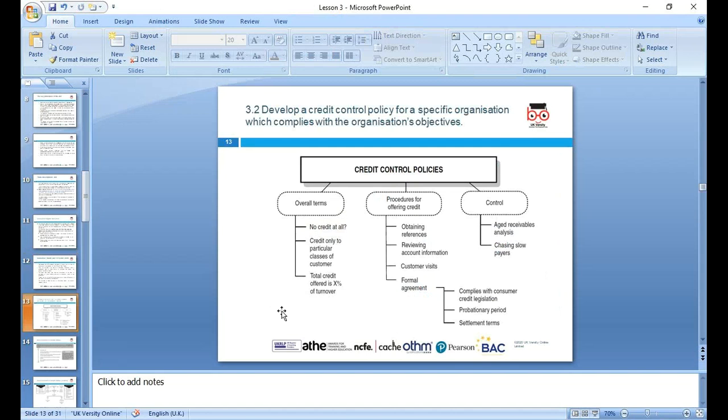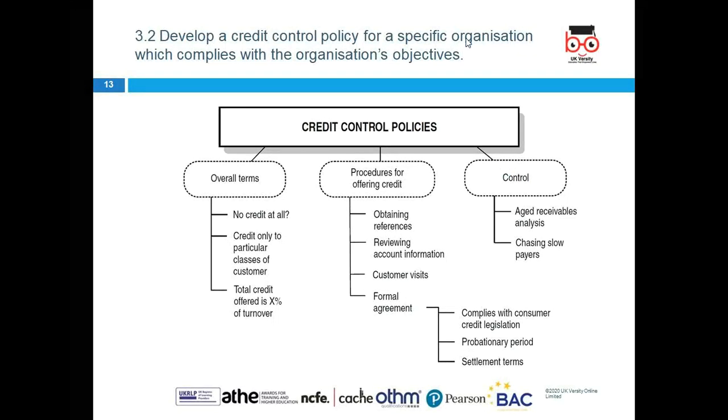Does anybody have any question? If you're listening to this recording, please drop me an email if you have any question on any area. So 3.2, develop the credit control policy. When you develop the policies, rules and procedures in our organization to achieve your objective, we need to make sure credit control policies are in place. What those policies are: overall, no credit at all, credit only for particular classes of customer, or the total credit offered as a percentage of turnover.